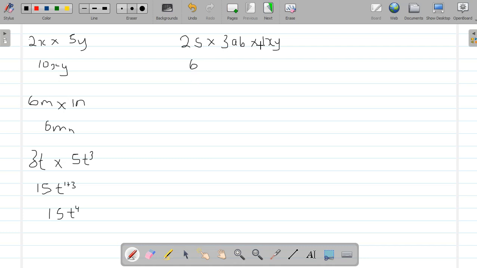And the variables over here, because there is no like variable, you multiply every variable, and take note, you can arrange it in alphabetical order. So we are going to have 6abs xy. Alright, so that is the simplification to this particular algebra. I hope these are very simple.